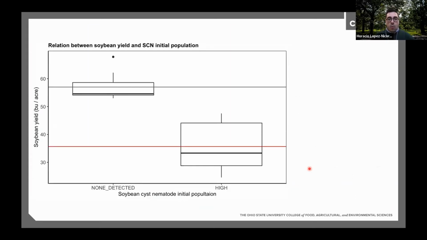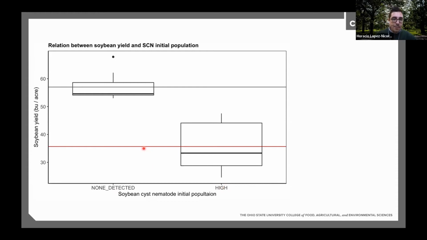So what I'm doing here to show you the data is I'm using a box plot. I like this type of graph because the wider the box, the more variable your data is. The tighter the box, the less variability you have in that data set. Here on the x-axis, I have those two classifications. So non-detected, those blue quadrants where there was absolutely no nematode detected at planting, and then the high levels where everything that had above 1,000 X per 100 cc were used.